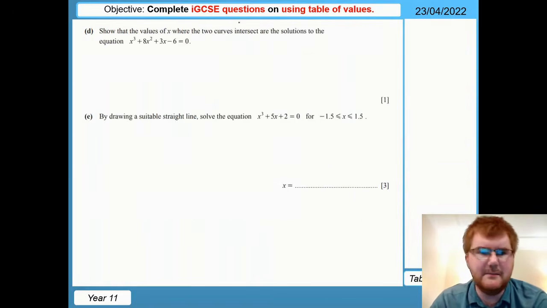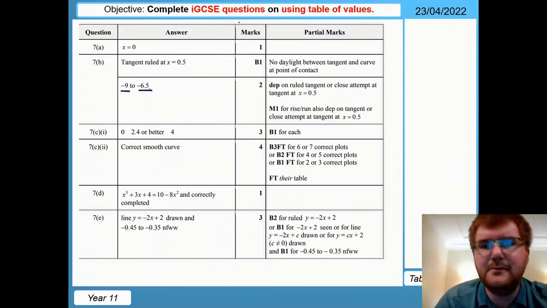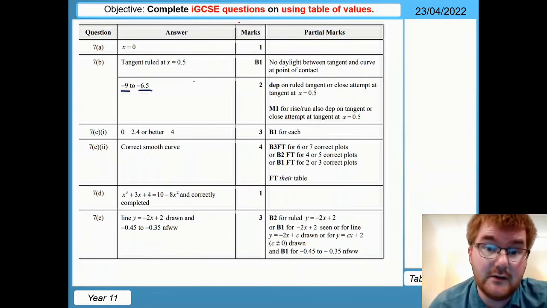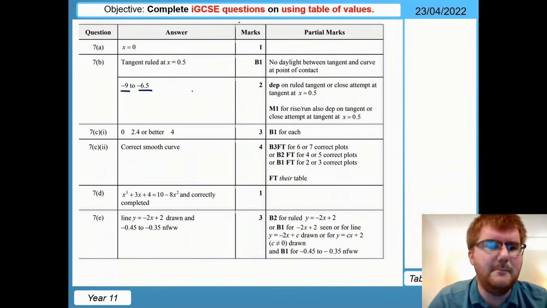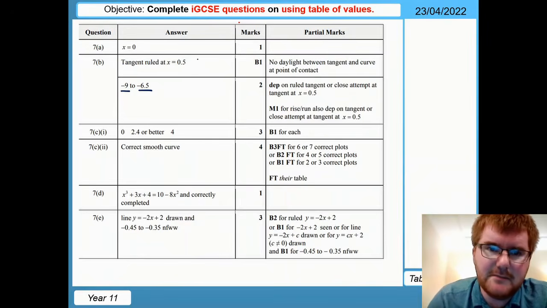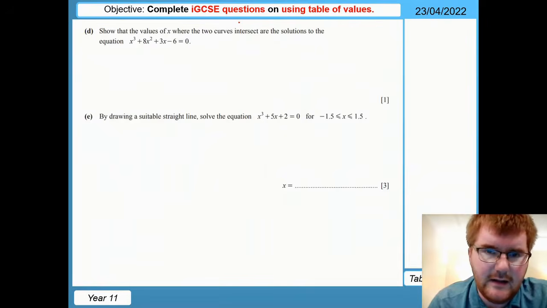Now, if you look at the mark scheme here, any answer between -9 and -6.5 is valid, as long as you've shown a method like I have for this particular question. So well done if you got like -7, -7.5, that's probably even better. So well done on that. But again, you have to go through these steps and make sure you're getting the method marks here as well, just in the way that I did here.